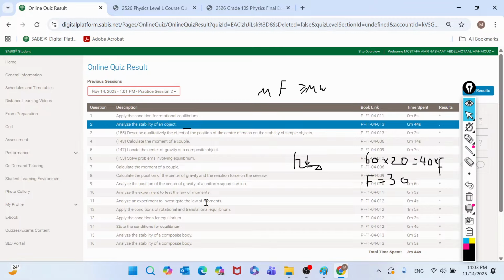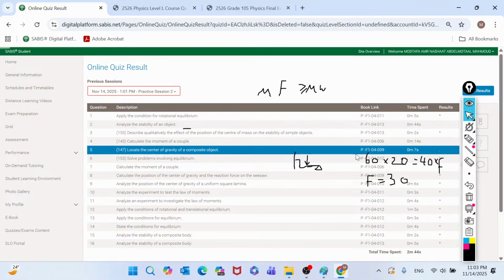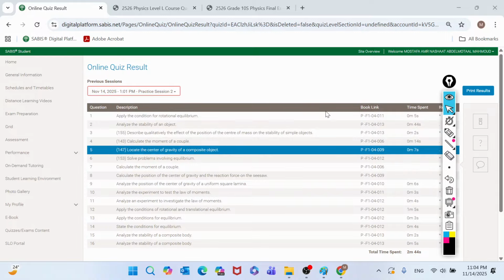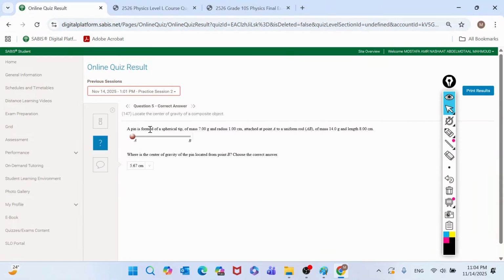Okay. Question 5. Actually, wait, question 5, it's about center of gravity. I'll solve it. Okay. A pen is formed of a spherical tip, mass 7 grams and radius 1. So this tip has a radius of 1. This distance is 1. And a mass of 7 grams.